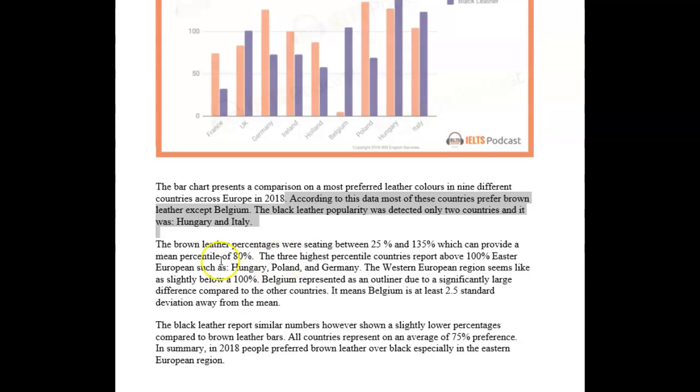The black leather shoes report similar numbers. However, with slightly lower figures compared to brown leather. I don't know what bars means. I have no idea. Oh, you mean from the bar chart? No. Compared to brown leather figures. That's fine. All countries represent on average 75,000 shoes. This isn't particularly helpful, okay?